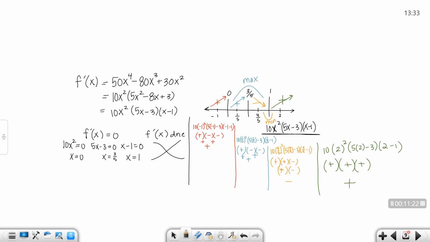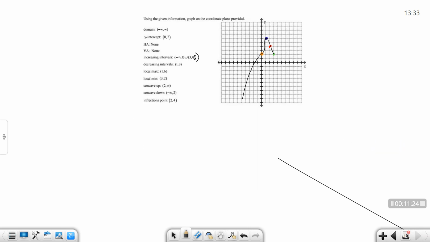Well, let's try that again. There we go. So that's what our graph should look like. And that's it for curve sketching.